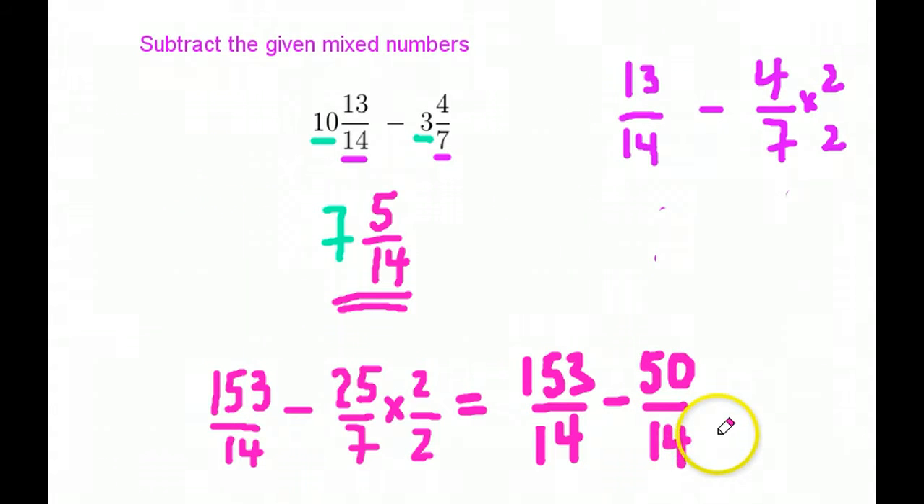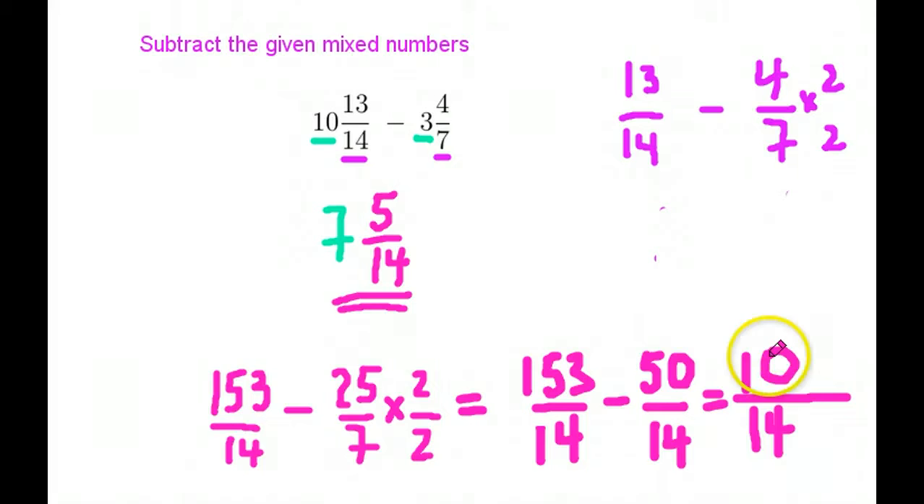This is subtraction of like fractions. I take 14 here, the same common denominator, and then 153 minus 50 is 103. So we get our answer, which is 103 over 14. This is an improper fraction. When you divide 103 by 14, you'll find 7 and the remainder is 5. So 7 and the remainder you write as 5, and the denominator is 14.